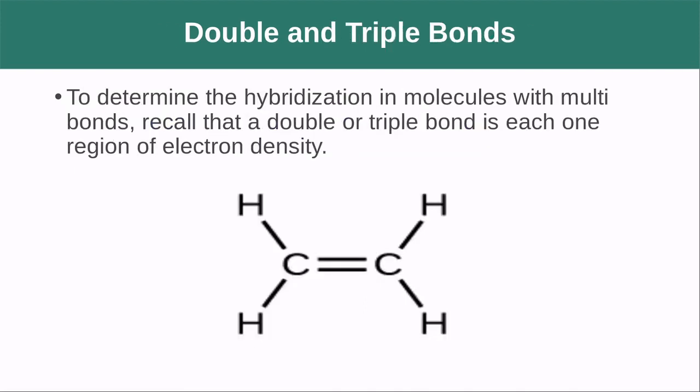To determine the hybridization in molecules with multiple bonds, recall that a double or triple bond is each one region of electron density.